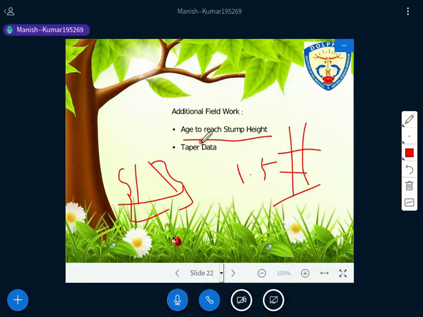Is there any question? How to measure this age to reach stump height?